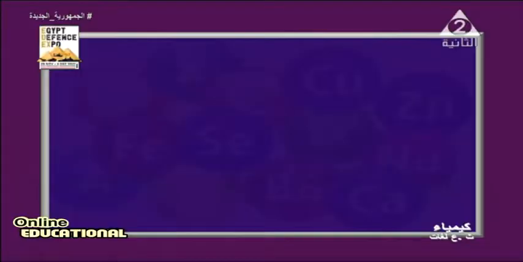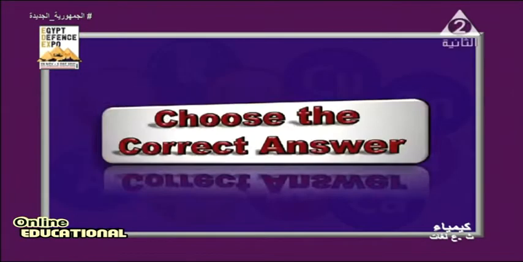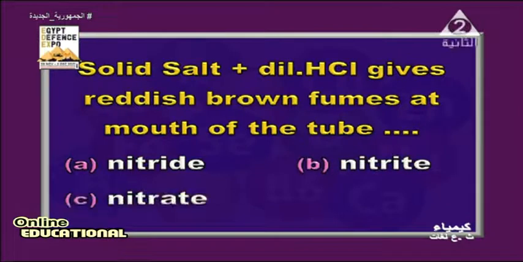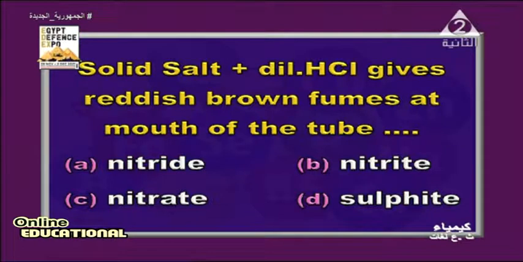Let's start. Questions. Choose the correct answer. Solid salt plus dilute hydrochloric acid gives reddish brown fumes at the mouth of the tube. Is that radical nitride or nitrite or nitrate or sulfite? If you think about it, yes, it will be nitrite. Next one.